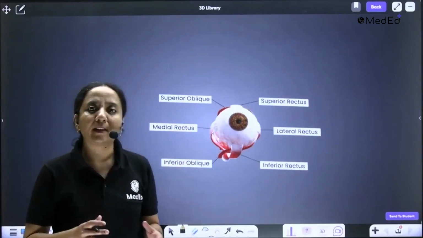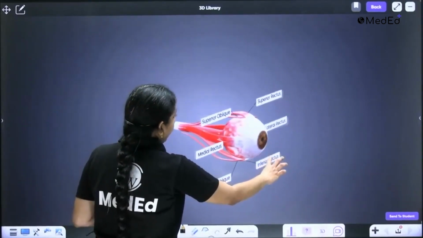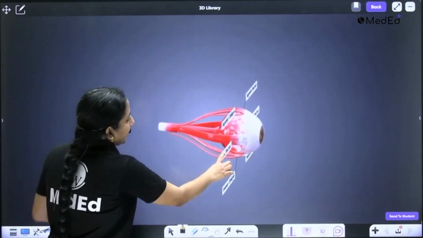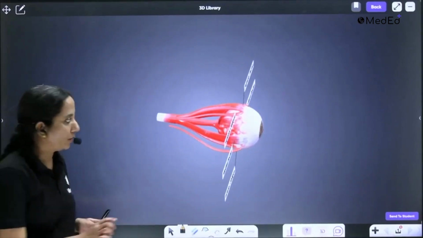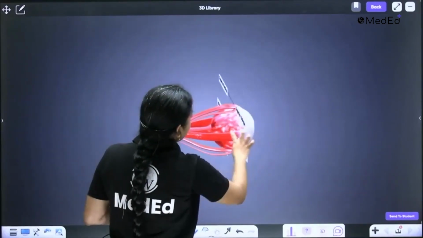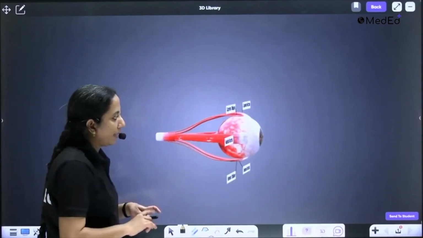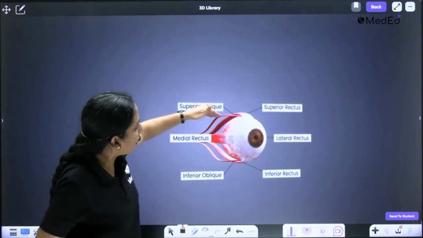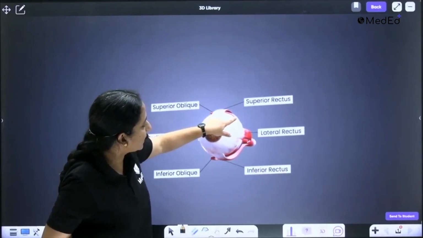Now let us look at the oblique muscles. Let us first look at the superior oblique muscle. This is your superior oblique. See how it is oriented. This is also arising from the apex of the orbit only. Then it comes in front here, and then see how it is turning, and ultimately where is it inserted? It is inserted here.